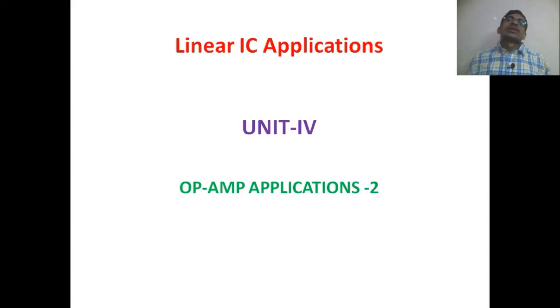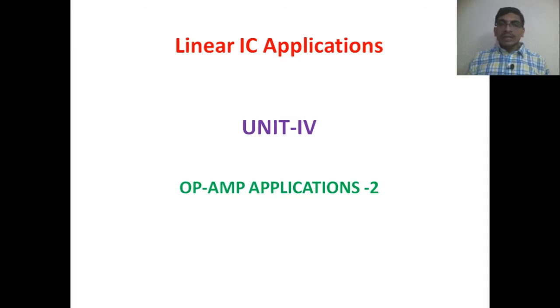Up to now, we have seen the three units of linear IC applications. In unit number 1, we have seen the basic differential amplifier and how the op-amp works. In unit number 2, we have seen the feedback configurations of op-amp, and in unit number 3, we have discussed some of the basic applications of operational amplifier.